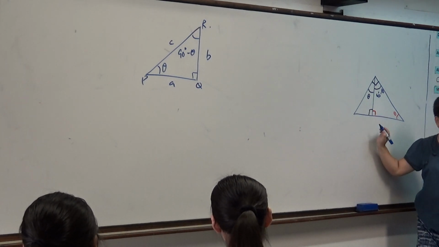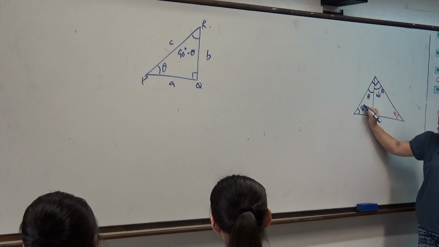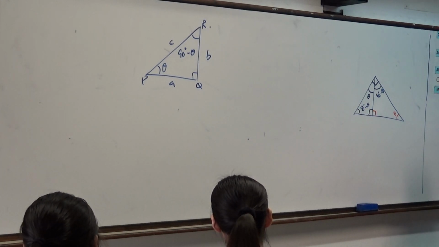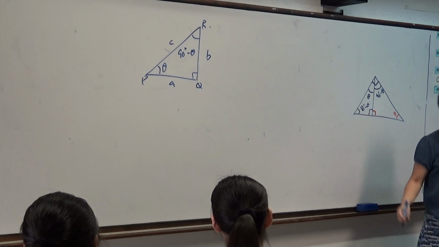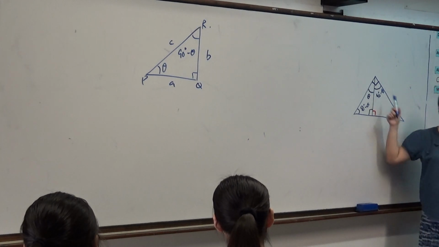This one is straight up, so 90. So what is this? 90 minus theta. You must know all this. You cannot say, I never learned before in my whole life. So this is theta, this is 90 minus theta. This one I don't know, die.